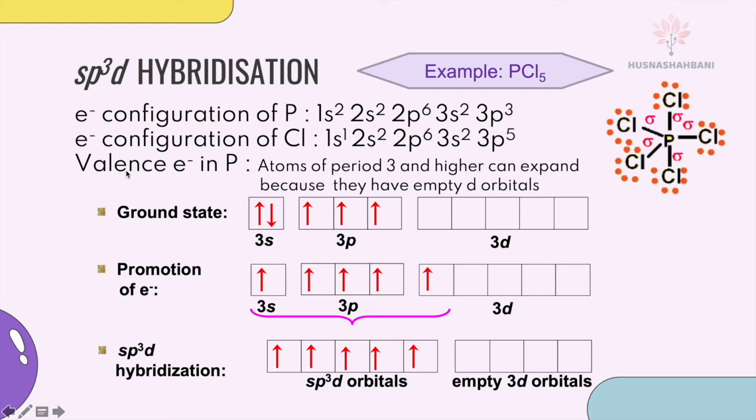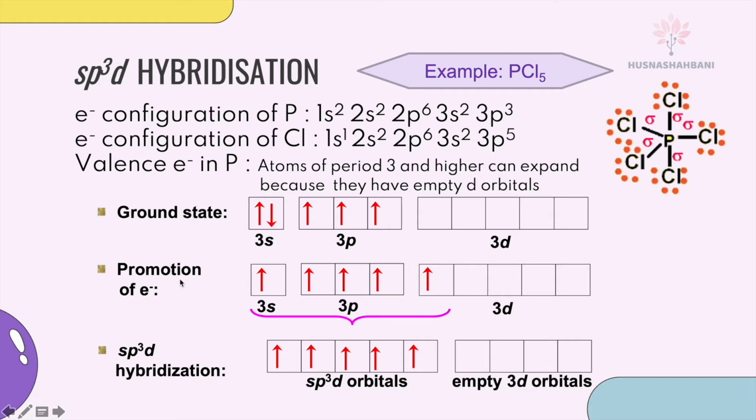Write only the orbital diagram for the valence electrons of the central atom. Note that atoms of period 3 and higher can expand because they have empty d orbitals. This phosphorus is in period 3, so it has empty d orbitals. That's why it's an exception to the octet rule. It is an expanded octet. Write the orbital diagram for the valence electrons of the central atom: ground state 3s2 3p3 and 5 empty d orbitals.